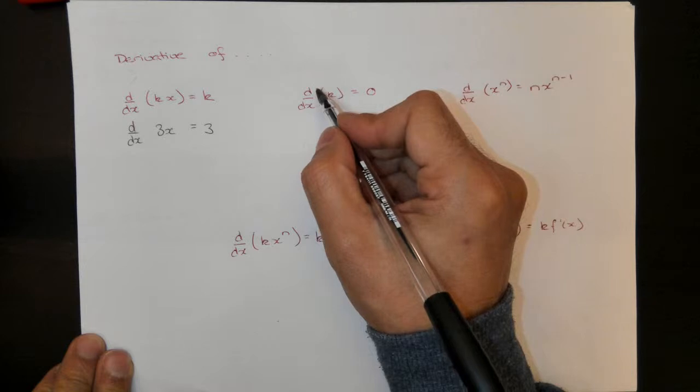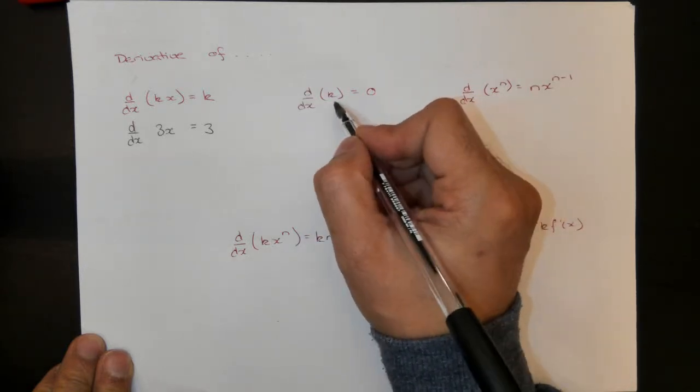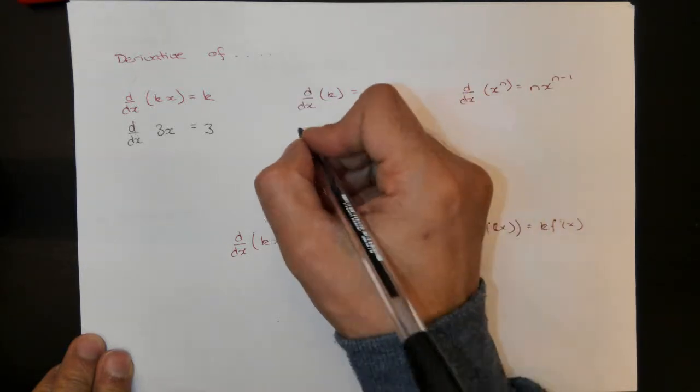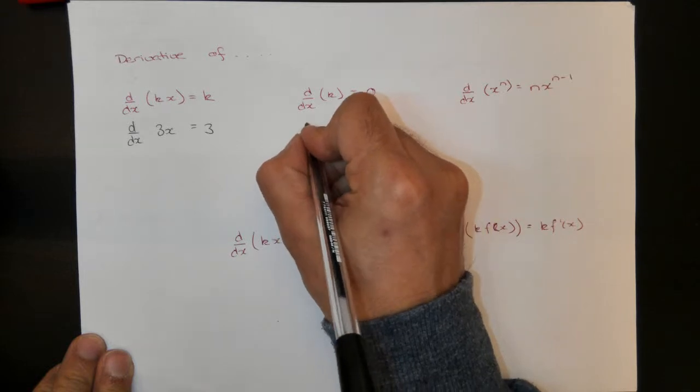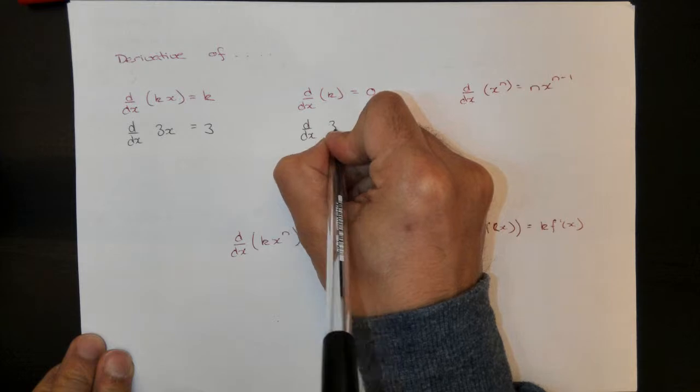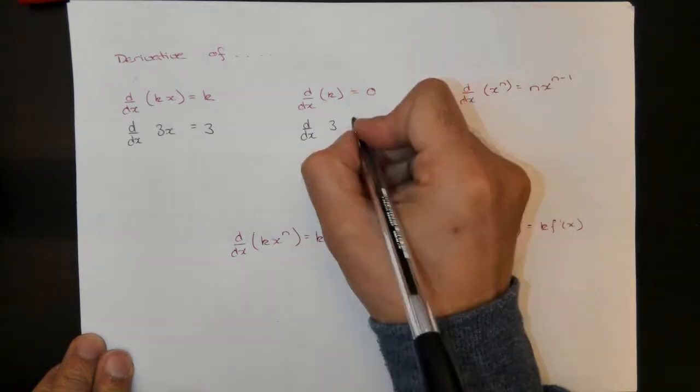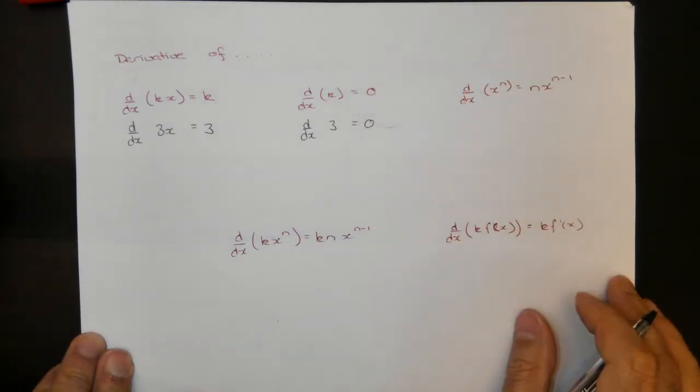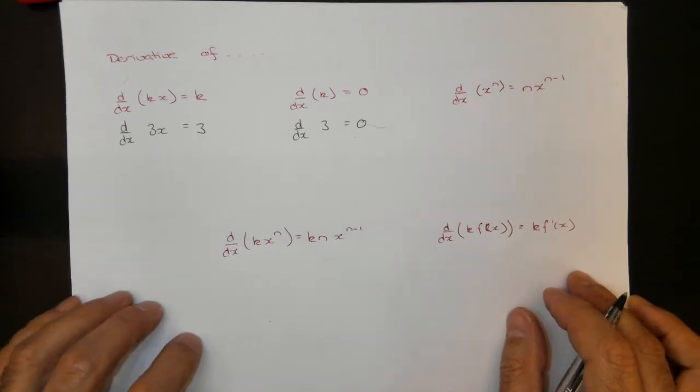If we have d/dx of k, of a constant, where there's no power of x, for example, let's keep it with 3, well, the derivative is 0. Yeah, there is no gradient at that point.